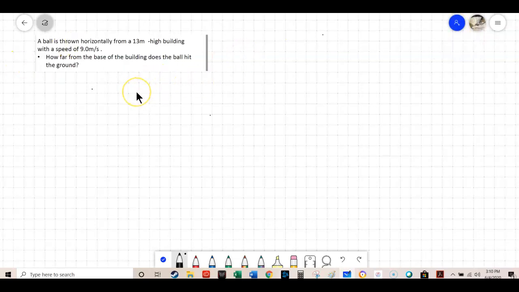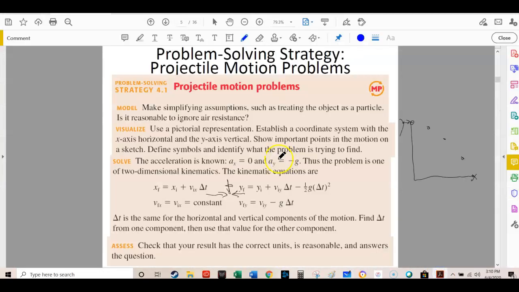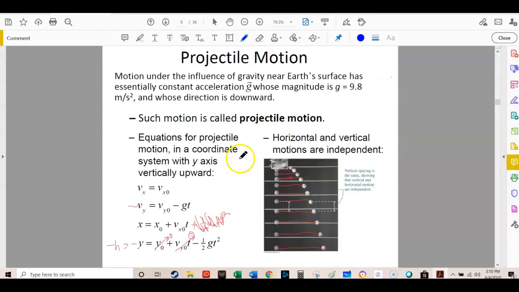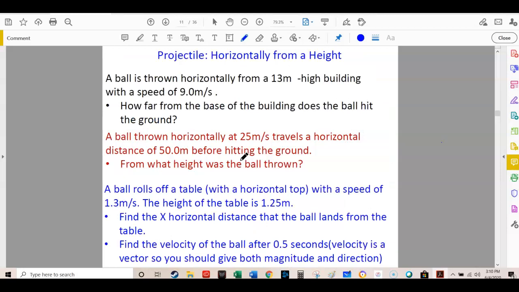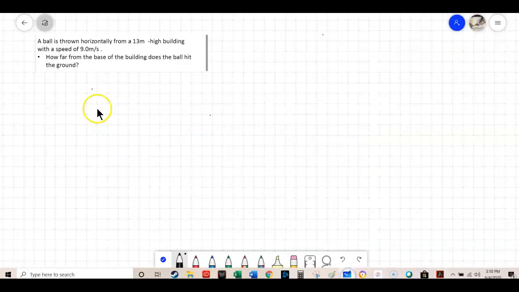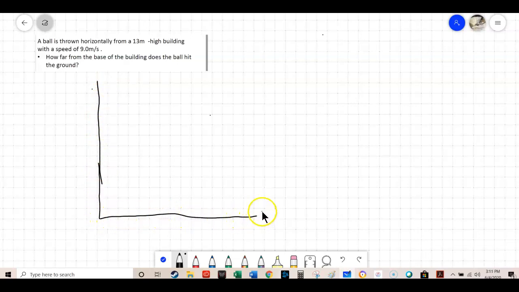Anyways, so let's do this problem, all right? And we're going to try to follow the format right here. So the first thing that we're going to do is kind of model what is happening in this problem. I'm going to go to my whiteboard and draw an X versus T graph, and this is the Y direction, and it says it's 13 meters high. So 1, 2, 3, 4, 5, 6, and 13.